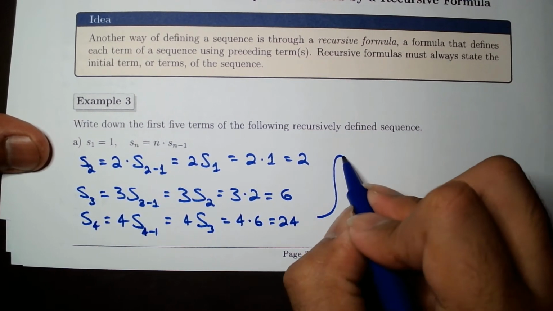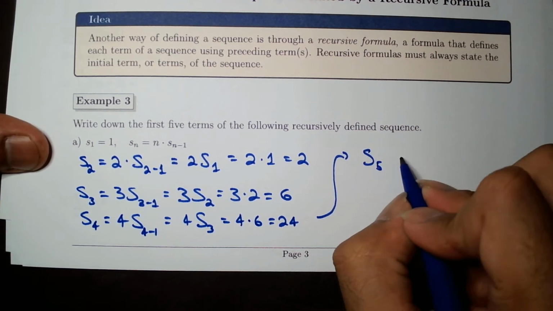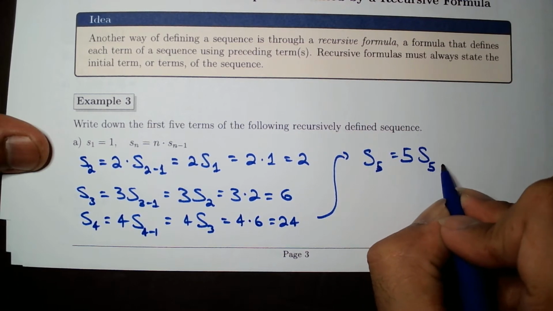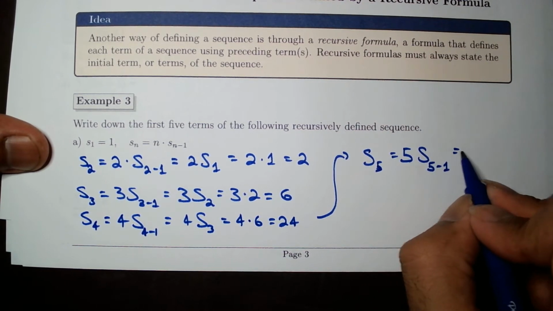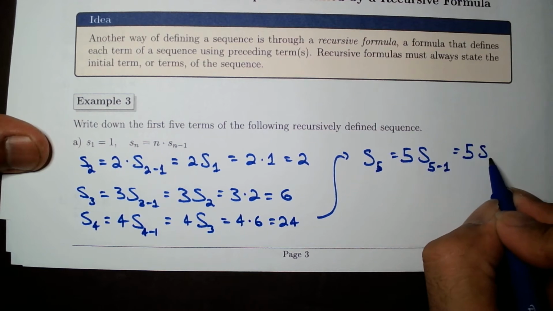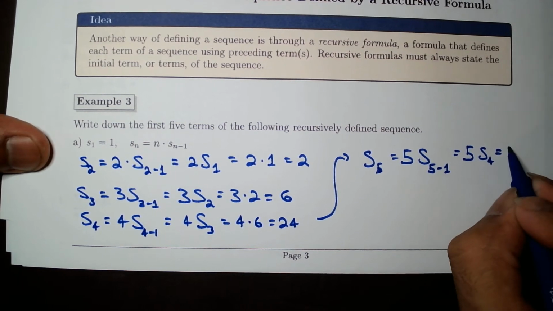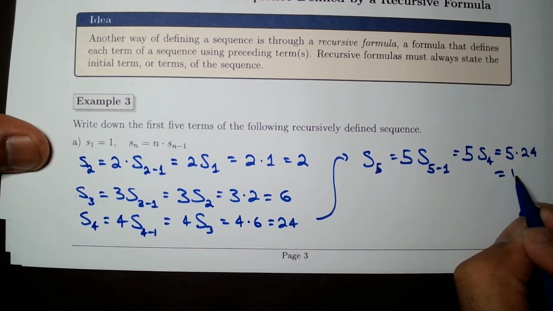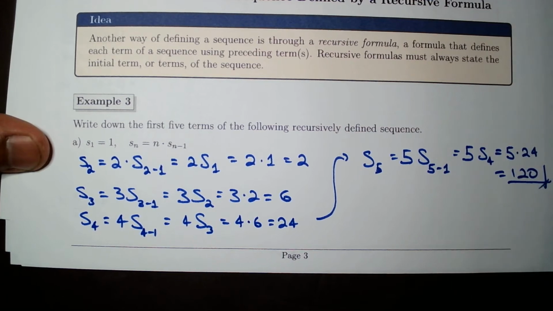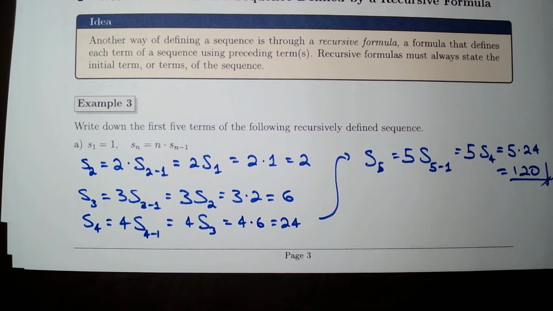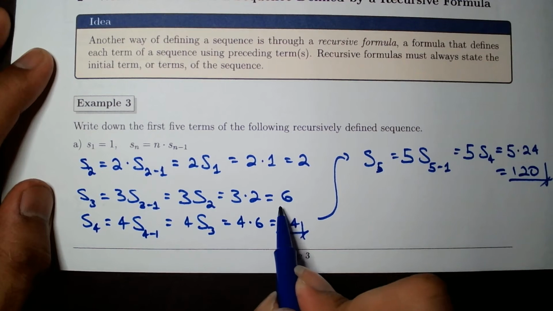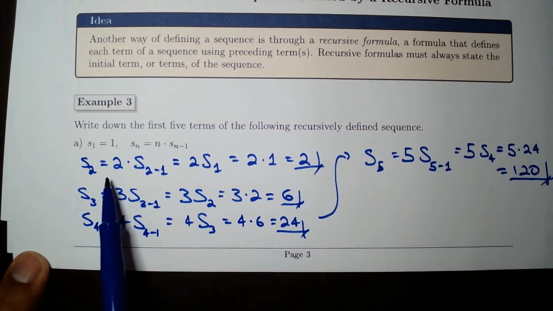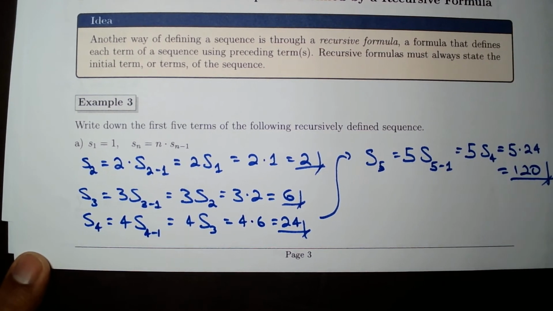And last but not least, S subscript 5. That's 5 times S subscript 5 minus 1. And then in this case, 5 times S subscript 4, which is 24. 5 times 24, that's 120. Alright? And that's the final answer. Those are the first five, the first one, second, third, fourth, and fifth.